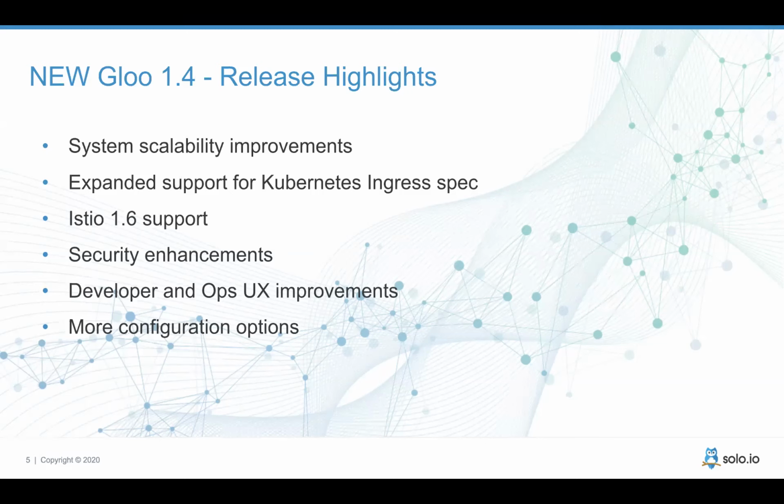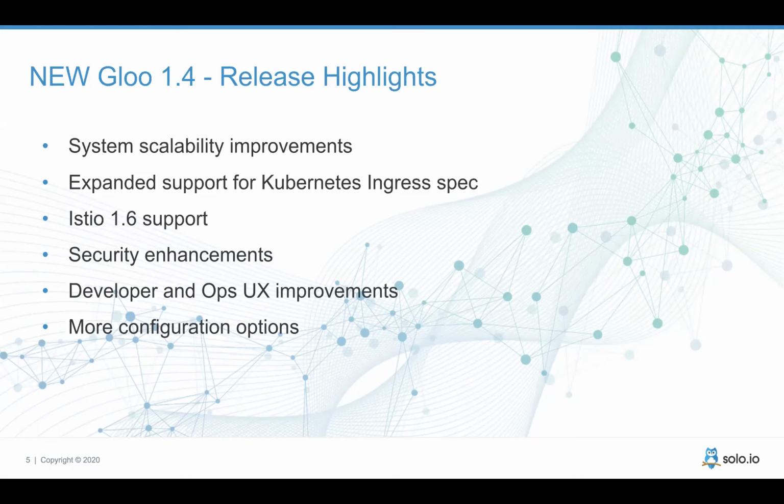So 1.4 represents basically 3 months of work for the team. A lot of that work was prioritized based on the feedback that we've been getting from a growing customer base, as well as a growing user base in our open source community. Some highlights include some scalability improvements, in addition to improved support for the Kubernetes Ingress spec. We had a user report a show-stopping issue where we couldn't really support multiple Ingress classes with Gloo, which we worked through and fixed, and now we've got much better support there.